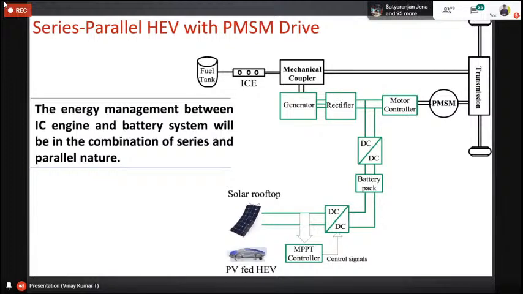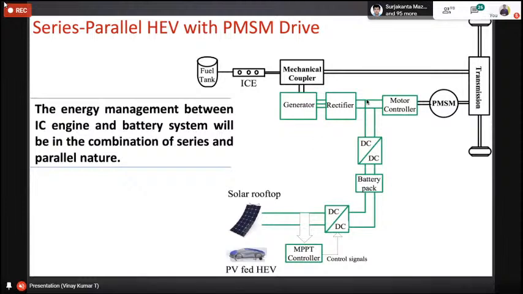Here the rectifier output is DC. By using this DC, we can charge the batteries. At the same time we can control the power, converting DC to AC, then control the AC signals we can feed to the PMSM drive. We can change the speed depending on the requirement.